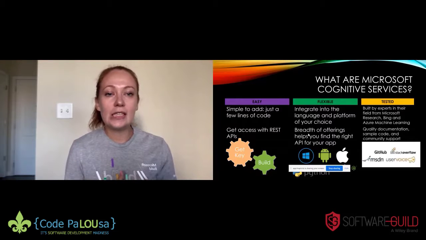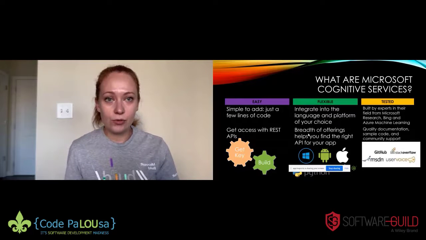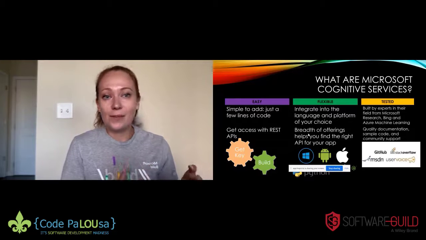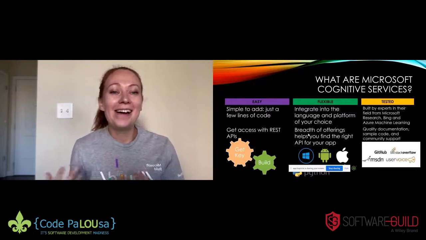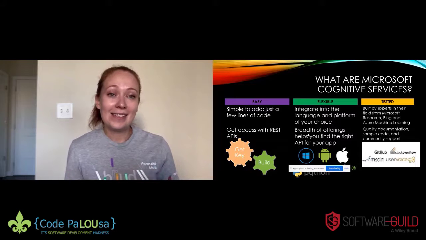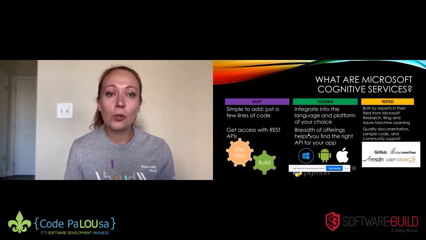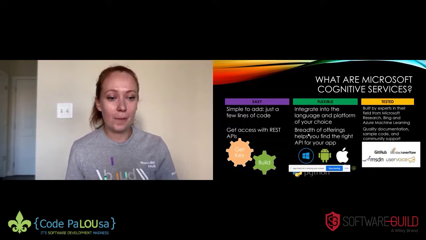You just need to get the key from Azure and also the endpoint, and then use the endpoint and the key. You can access those cognitive services using REST API. In most cases, you just need a couple of lines of code in order to connect your cognitive services to your application.